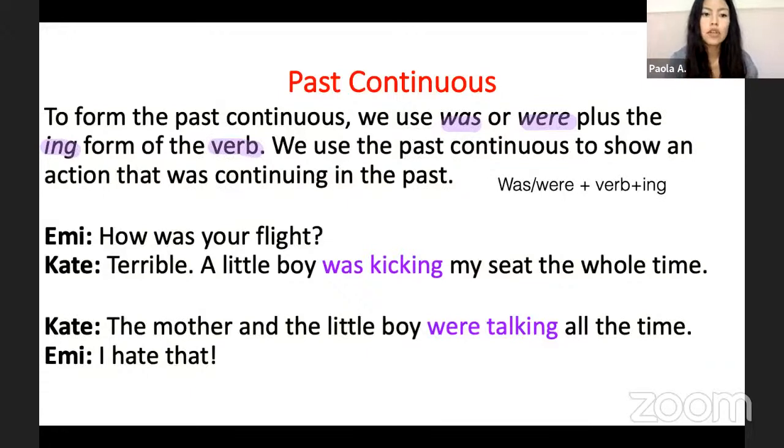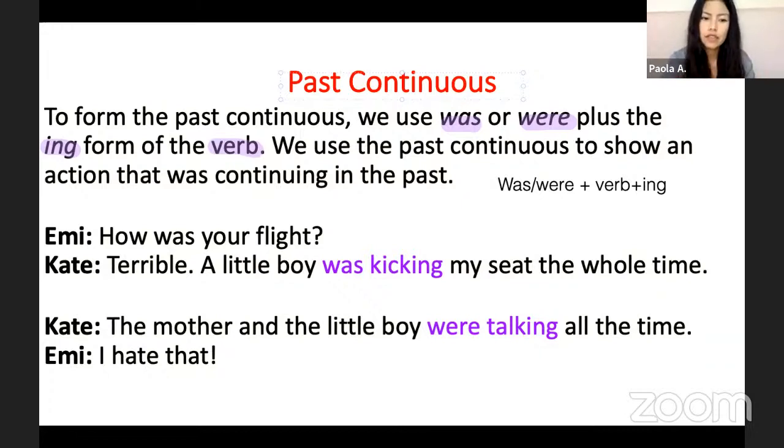Now the question goes, how was your flight? So here we have an information question, right? Because how is an information question, so your answer could be anything. And then they go, terrible. A little boy was kicking. That means that this was happening during the flight, right? Past tense. Was kicking. The verb be, was, because we're talking about a boy, singular, and kicking, the verb plus the ing.